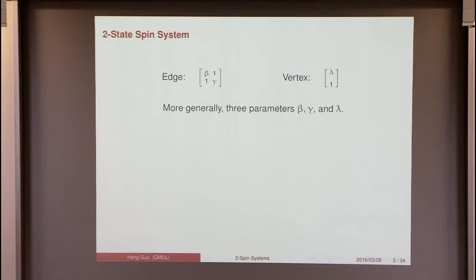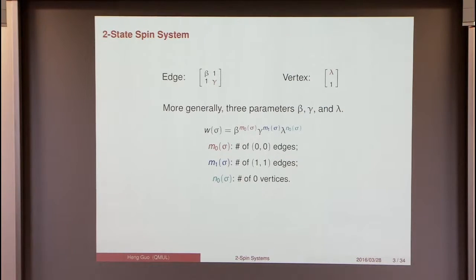We will talk about a slightly more general two-state spin system where we have three parameters: beta, gamma, and lambda. Beta is the 0, 0 interaction, gamma is the 1, 1 interaction, and lambda is the weight of 0 vertices. Notice that this matrix is still symmetric, that means 0, 1 and 1, 0 are the same, so the graph is still undirected. If we make these two different, then the graph will be directed, which is not what I'm going to talk about. Again, we are interested in approximating this partition function Z of beta, gamma, lambda. So the complexity will depend on the three parameters.